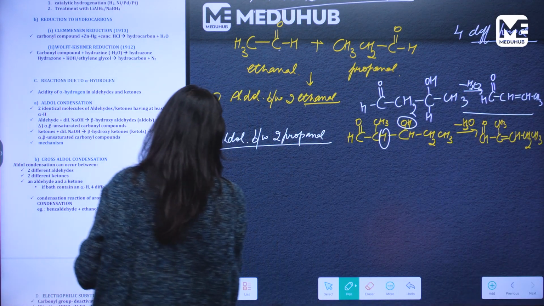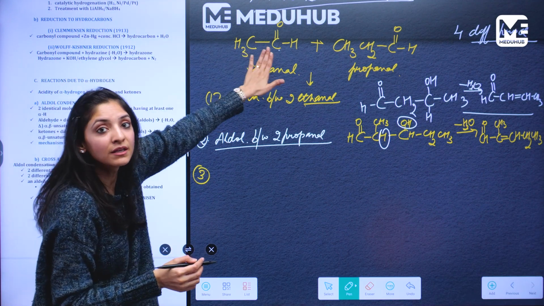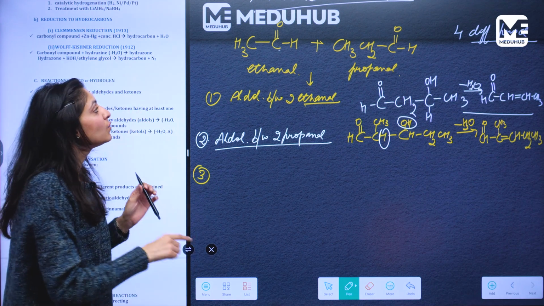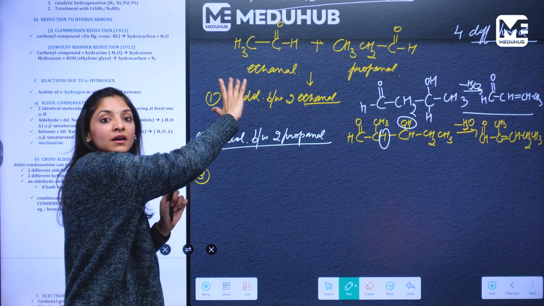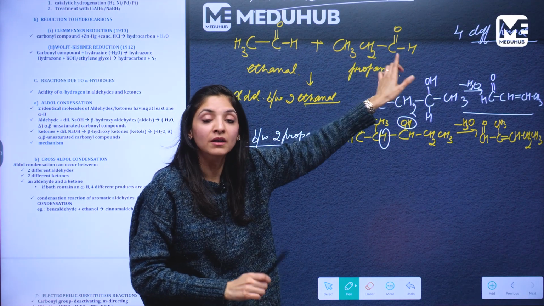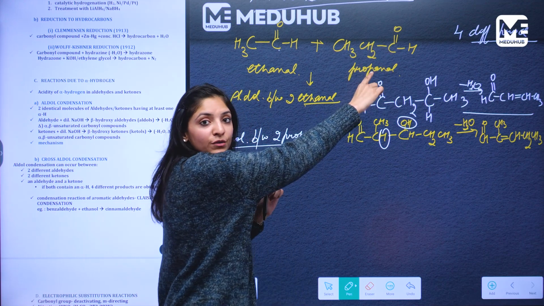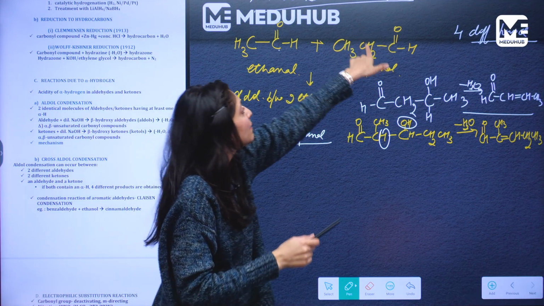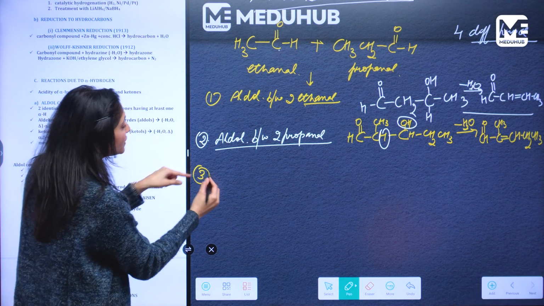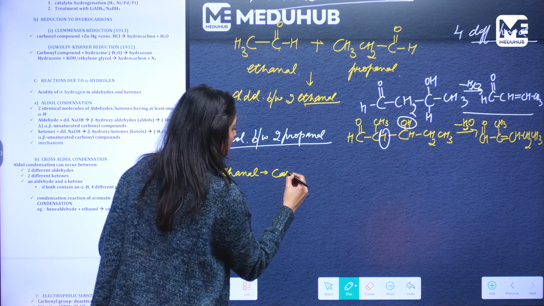The third product would be a cross aldol product between one molecule of ethanol and one molecule of propanol. Here two scenarios can exist. One in which ethanol forms a carbon ion and that carbon ion attacks the carbonyl carbon of propanol. The other scenario will be when propanol loses an alpha hydrogen, forms a carbon ion, and this carbon ion now attacks the carbonyl carbon of ethanol. So in the first case, let's say ethanol forms the carbon ion.